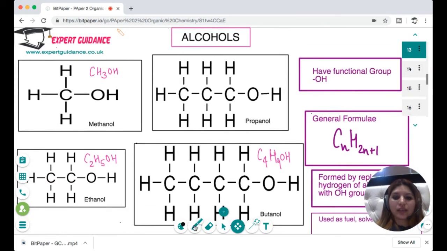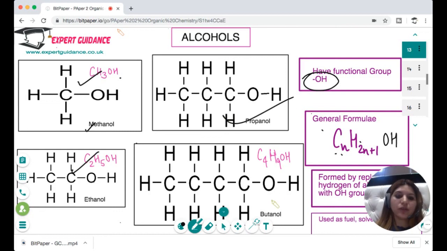Next is alcohols. Alcohols have the functional group OH. The general formula is CnH2n+1OH. So if you take n as 1, the first carbon is methanol with CH3OH, 2 carbon is ethanol, 3 carbon is propanol, 4 carbon is butanol.